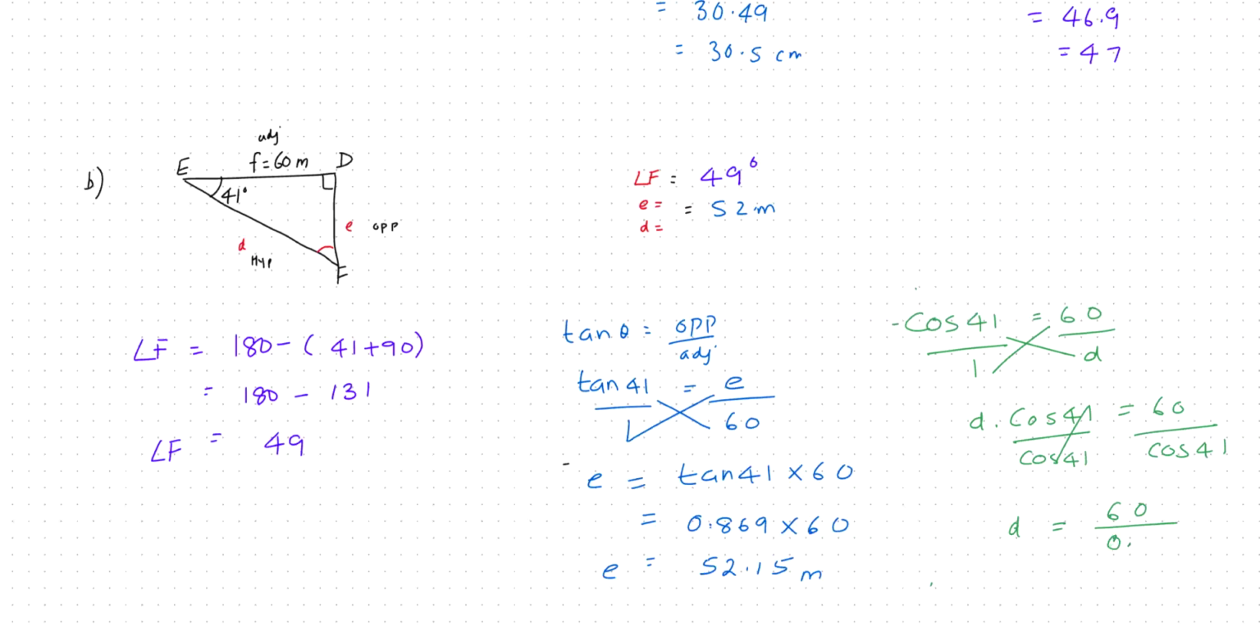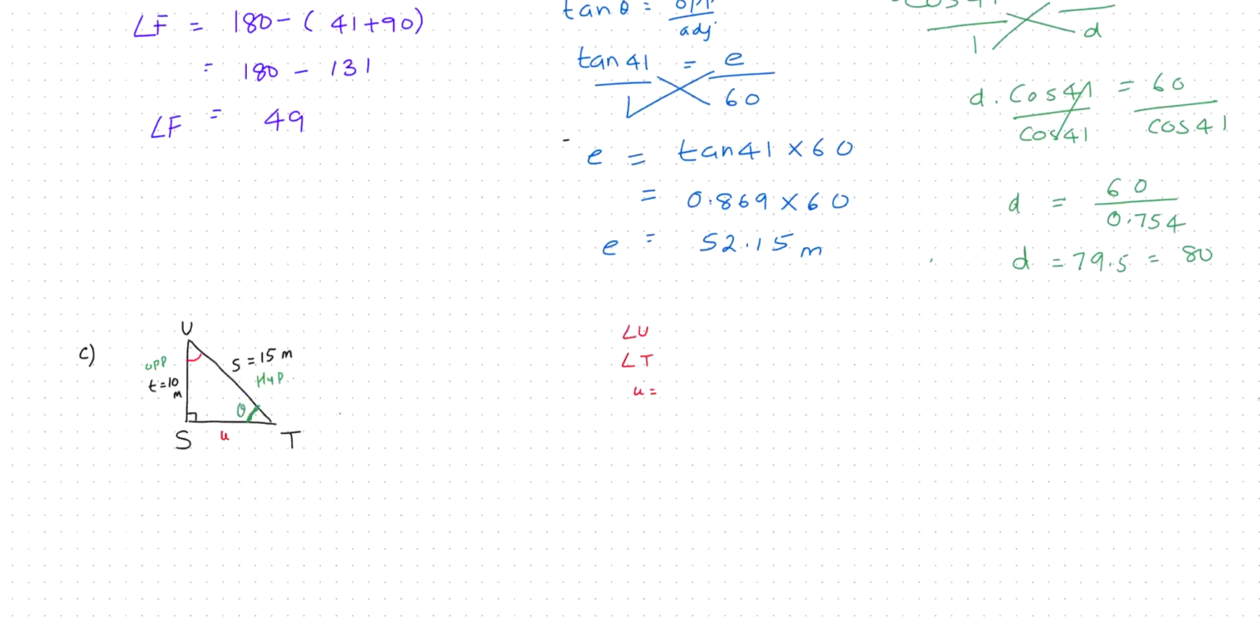Now we divide 60 divided by 0.754, it comes to 79.5, rounded to 80. So side D is 80 meters. So now we know all three sides of the triangle. This triangle is solved. Next question we'll do.